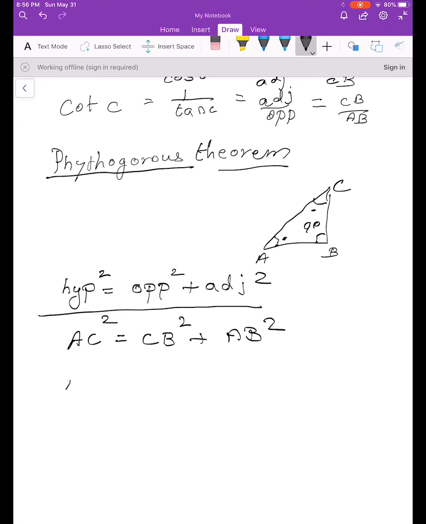You can write with respect to angle C. It is not going to change. It is AB square plus CB square. Because this is addition, it doesn't have any change. So these are the very important concepts about trigonometric ratios which we want to know. If you are thorough with the Pythagoras theorem and the 6 ratios, it will be very easy for you to understand more about the topic. In the next video, we will solve the example.